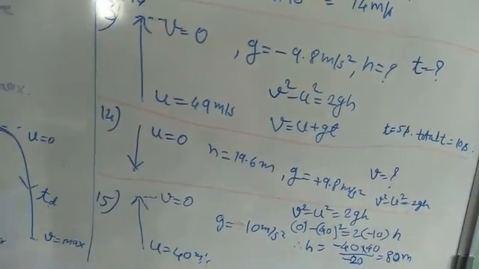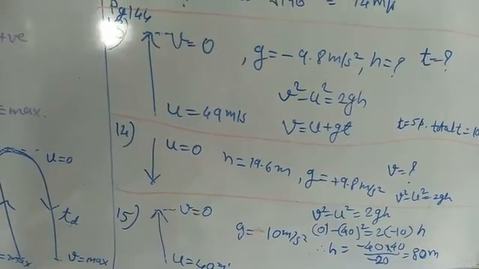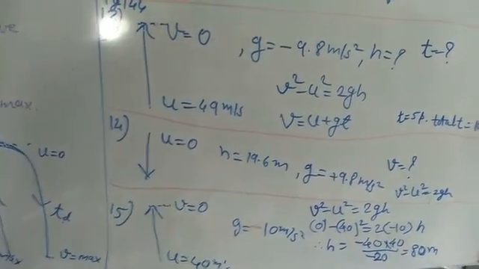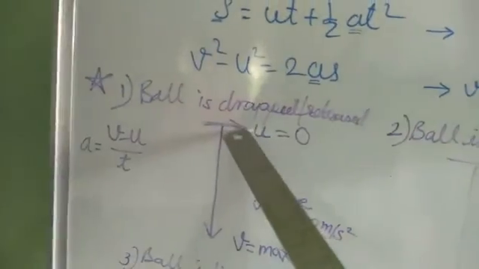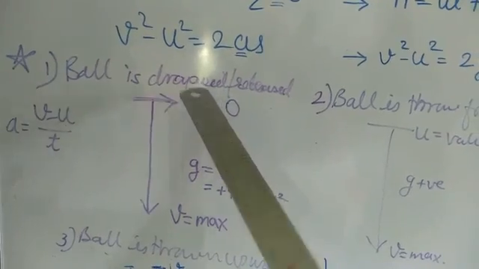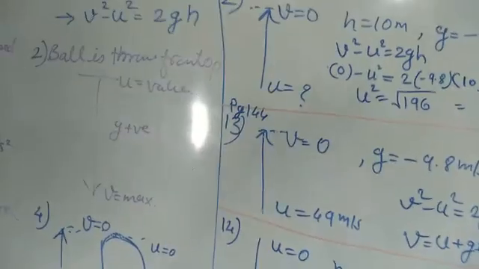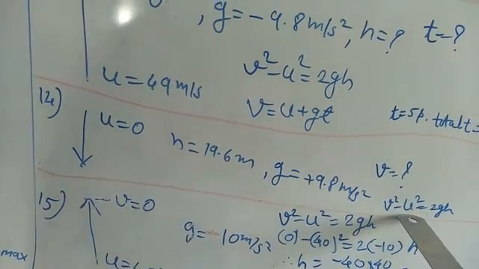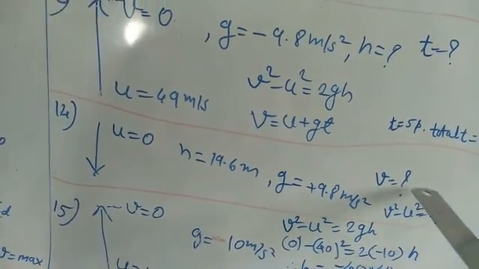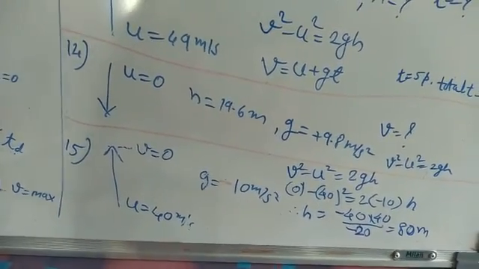In question number 14, it is given that a stone is released from the top of the tower. Calculate the final velocity. The stone is released. When some object is dropped or released, initial velocity will be 0 and here g will be positive and the value of v we have to find out. So we have to put all these values in the third relation and you will get the value of striking velocity v.